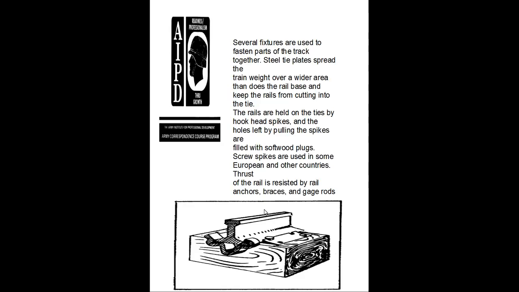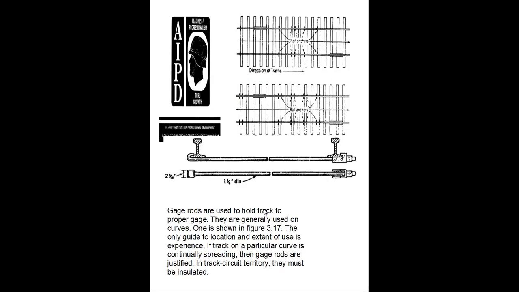The spikes hold down the rail, and the holes left from pulling spikes are filled with softwood plugs. Screw spikes are used in some European and other countries. Thrust of the rail is resisted by rail anchors, braces, and gauges. Gauge rods are used to hold the track in the proper gauge. They are generally used on curves, as shown in 3.6.17. If the track is particularly curved and continually spreading, gauge rods are justified, especially in track circuit territory.